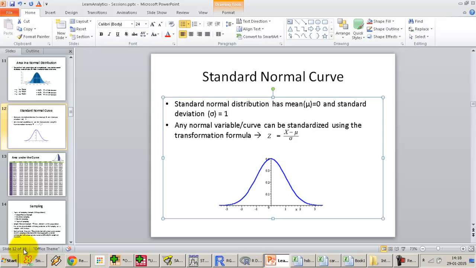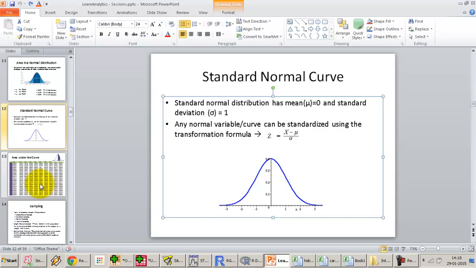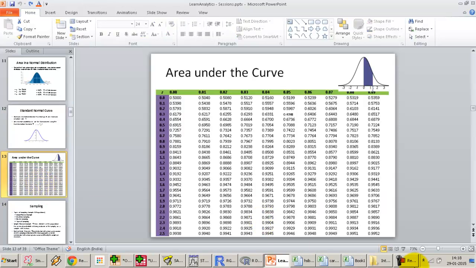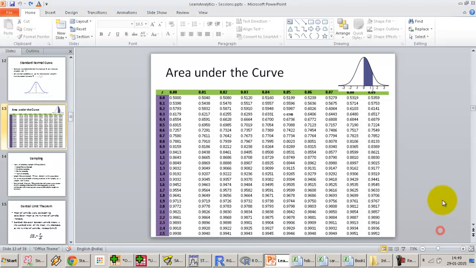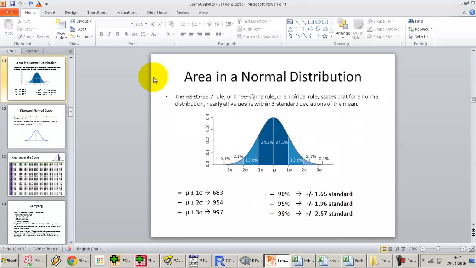Now I want to cover the area under the curve in a normal distribution. This is very important. Moving ahead to the area under the curve table, one way of looking at this table is what is the area at a certain standard deviation as per the table. We already know that between plus minus 1 standard deviation is 68.3, or if I go from mu to 1 standard deviation, that is 34. If I go from mu to 2 standard deviations, that is 34 plus an additional 13%, which is about 47%.